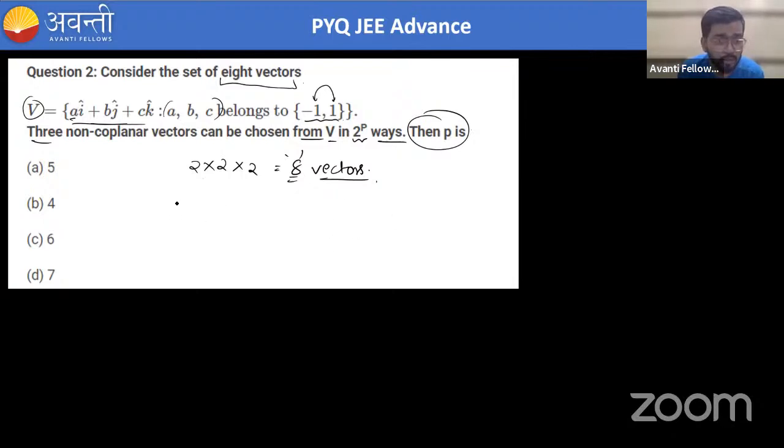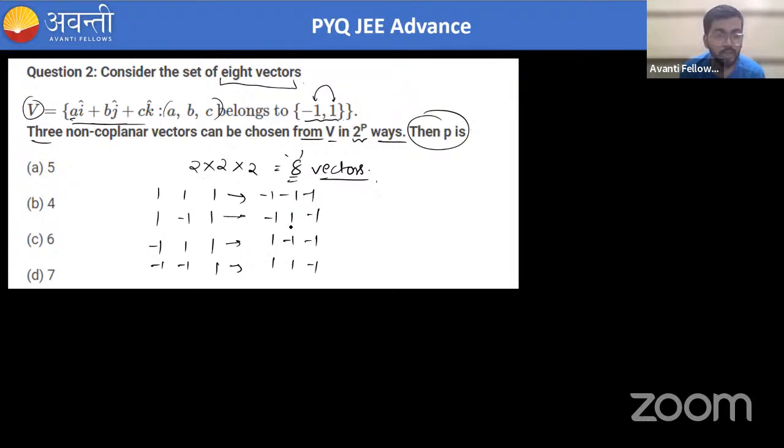Now, what are the possible vectors? The possible vectors are (1, 1, 1), (1, -1, 1), (-1, 1, 1), and (-1, -1, 1). And the other vectors will be the negatives of all these: (-1, -1, -1), (-1, 1, -1), (1, -1, -1), (1, 1, -1). So these are all 8 possible vectors. This is like i cap, j cap, k cap, and this is also for i cap, j cap, and k cap.